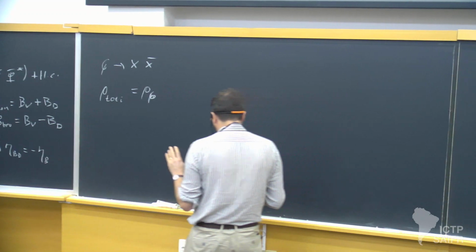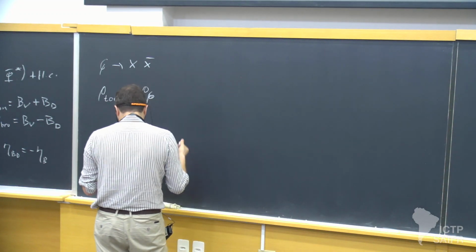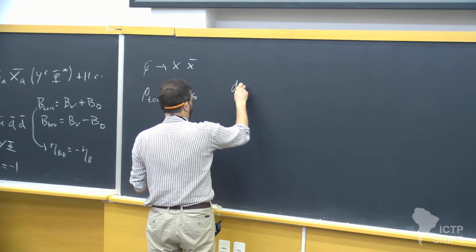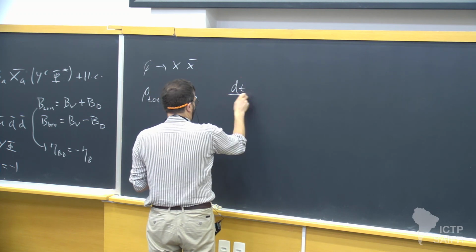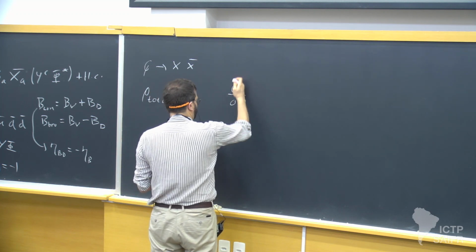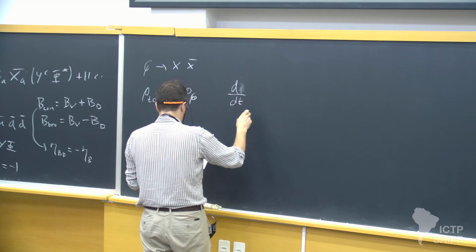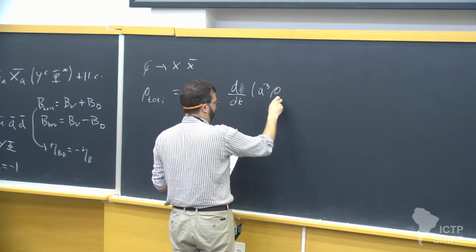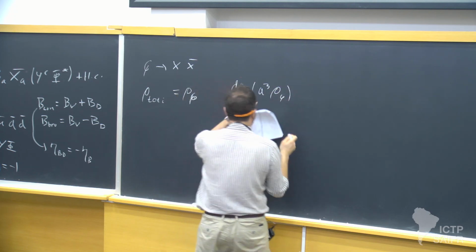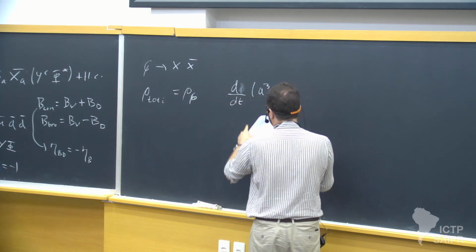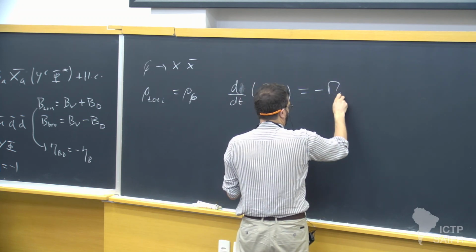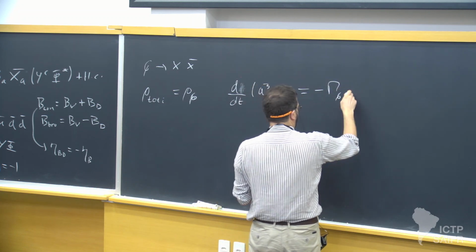Okay. And anyway, then you can find a system of Boltzmann equations which tell you what goes on. And these are conveniently written like this with the scale factor inside the time derivative. Just for convenience, you can rewrite the equations this way.